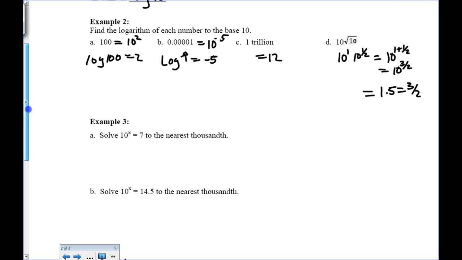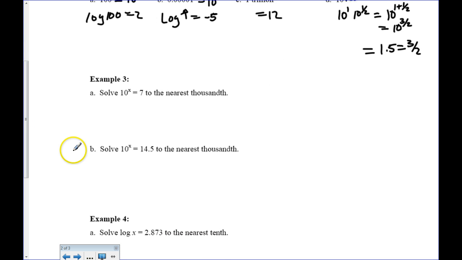Let's look at example 3. Solve 10 to the x equals 7 to the nearest thousandth. Now you can use your calculators. So x in this case is going to be equal to log base 10 of 7. So what does that end up being? 0.845.